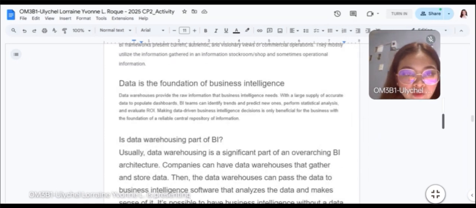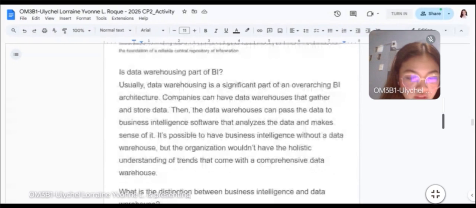Data is the foundation of business intelligence. Data warehouses provide the raw information that business intelligence needs. With a large supply of accurate data to populate dashboards, BI teams can identify trends and predict new ones, perform statistical analysis, and evaluate ROI. Making data-driven business intelligence decisions is only beneficial for the business with the foundation of a reliable central repository of information.